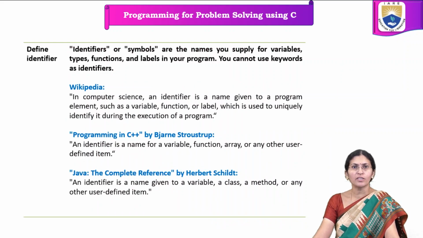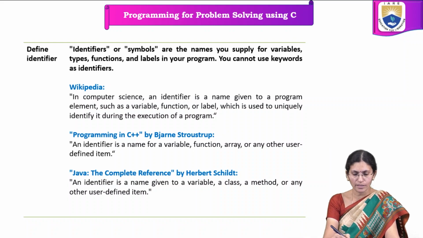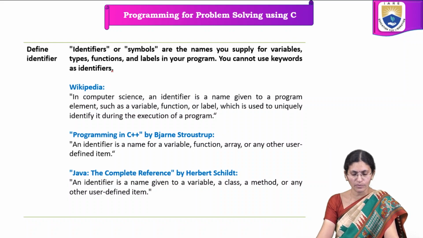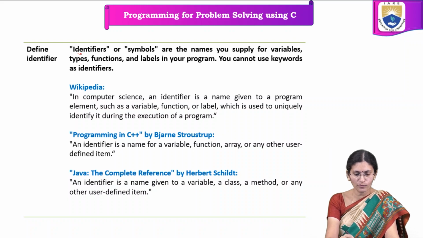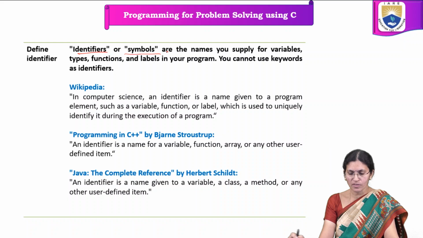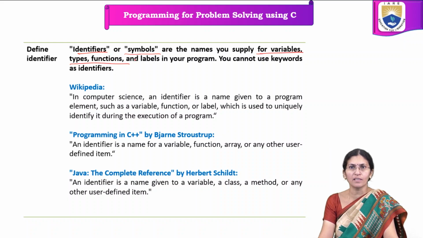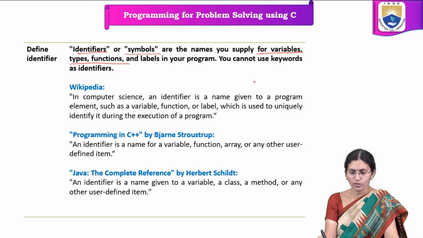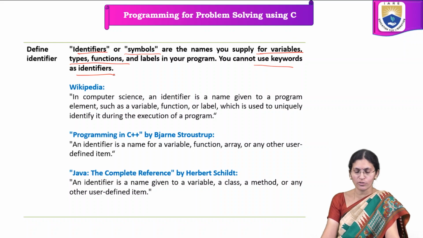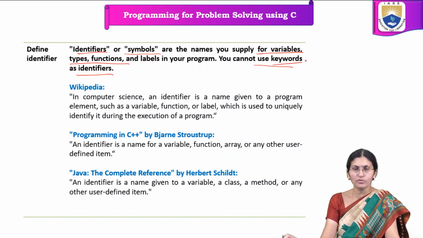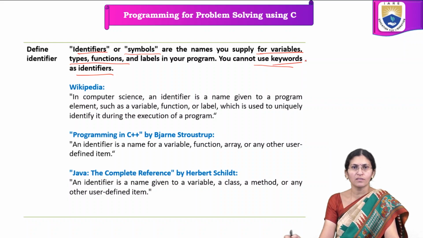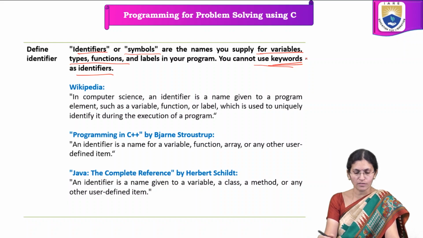Next definition is identifiers. Let us see the definition given by various authors for the identifier. Identifiers or symbols are the names given for variables, types, functions and labels in our programs. We cannot use keywords as identifiers. This is one important rule we need to follow. Keywords are nothing but reserved words.